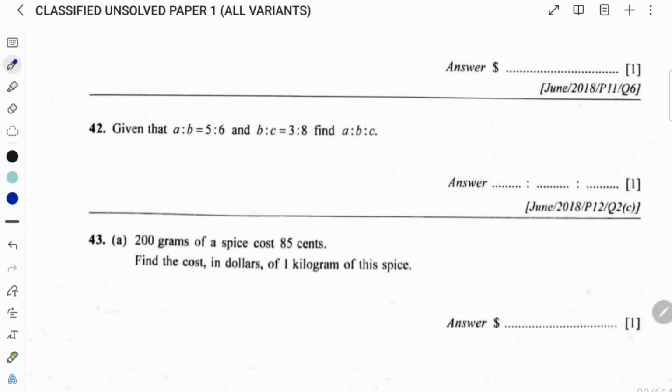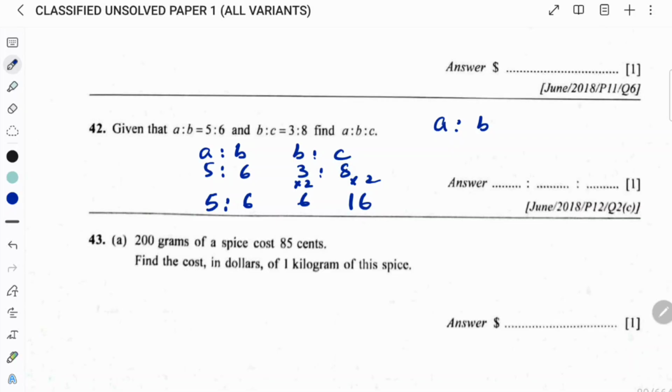Look at this question 42. A is to B is 5 is to 6. B is to C is 3 is to 8. Find A is to B is to C. We have to make the B equal. 6 and 3, if I multiply by 2, it will also become 6. But we have to multiply this by 2 as well, that will become 16. So I can write A is to B is to C as 5 is to 6 is to 16. All right, and we cannot simplify more.